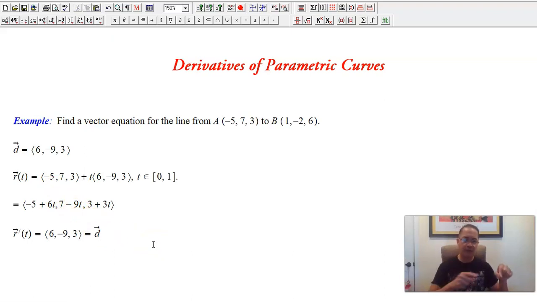If you're going from point A to point B and you're moving along a straight line, that just means that the velocity is pointing in the direction of motion. So it's simply the direction vector of our line segment. All right, so let's move on to our next example.